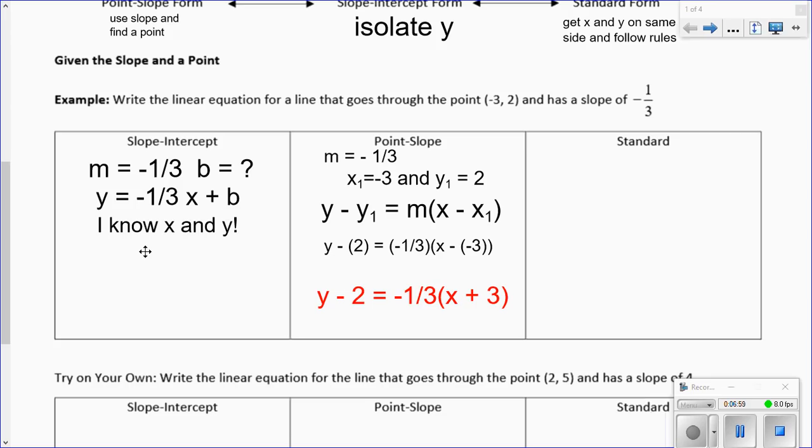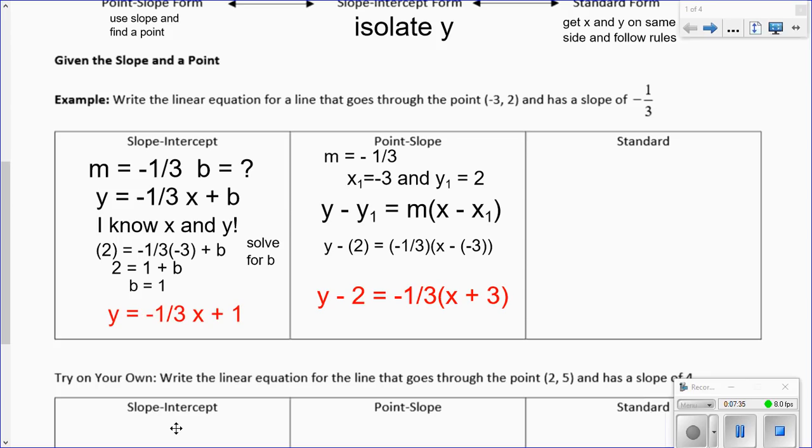They did give me, however, an x and a y. They gave me that x and y from the point. I could plug in an x and a y here and solve for the b, because that would be the only variable left. So let's do that. Plug in the x and y from the point. That way I've only got b now, and I can solve for it. Okay. Solve for b. So I'm going to go ahead and multiply this. Negative 1/3 times 3 is 1. What plus 1 gives you 2? b is equal to 1. So now I have my slope and my y-intercept.